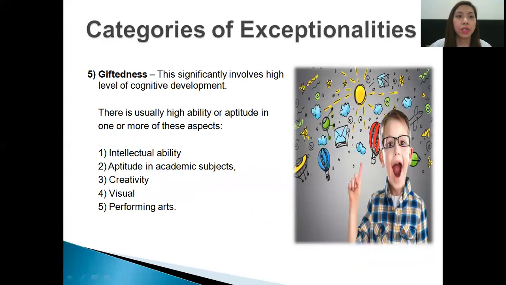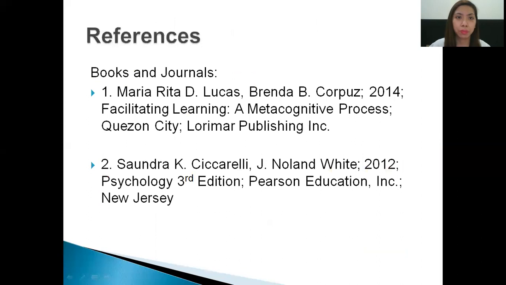The fifth category is giftedness. This involves high level of cognitive development. There is usually high ability or aptitude in one or more of these aspects: intellectual ability, aptitude in academic subjects, creativity, visual, and the performing arts.